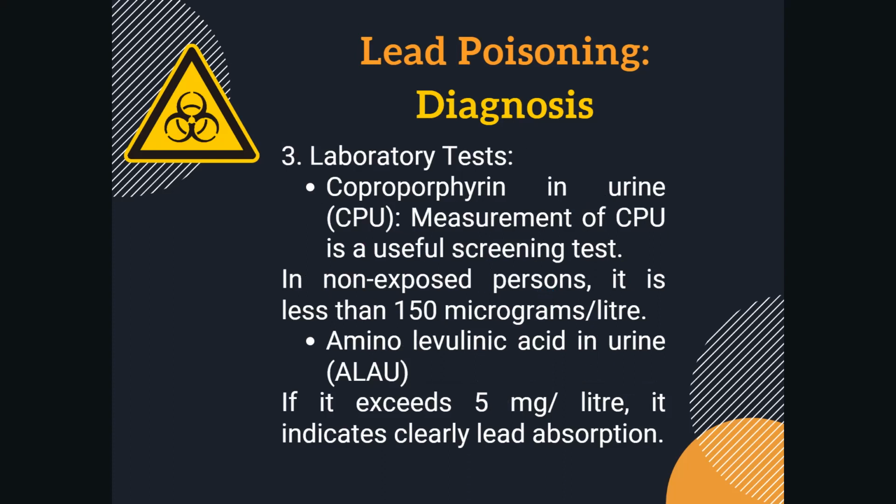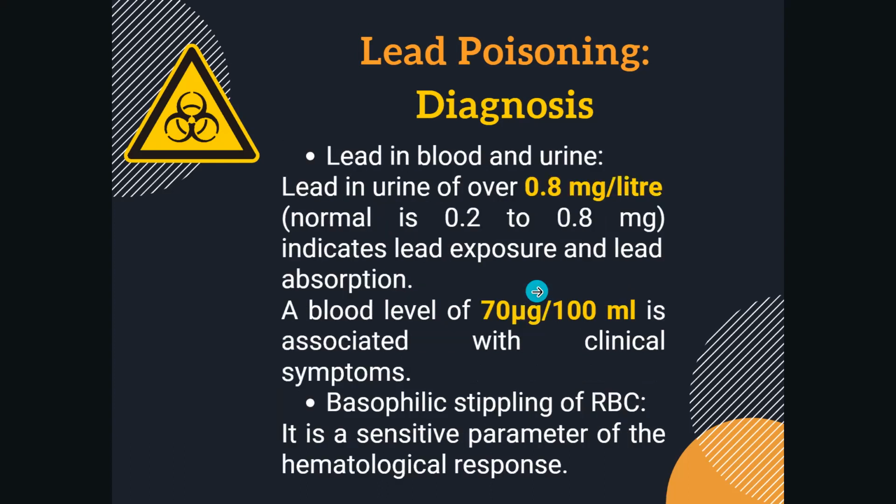Coproporphyrin in urine, CPU. Measurement of CPU is a useful screening test. In a non-exposed person, it is less than 150 micrograms per liter. Aminolevulinic acid in urine, if it exceeds 5 milligrams per liter, indicates clearly lead absorption.